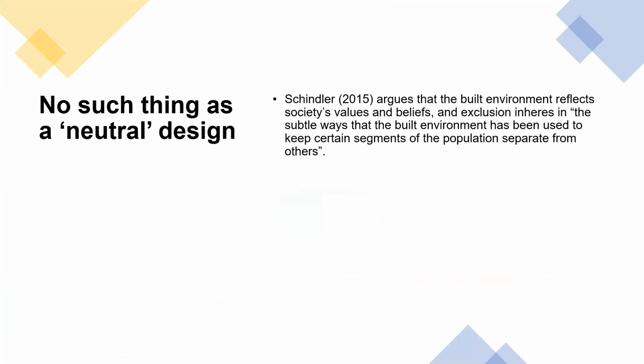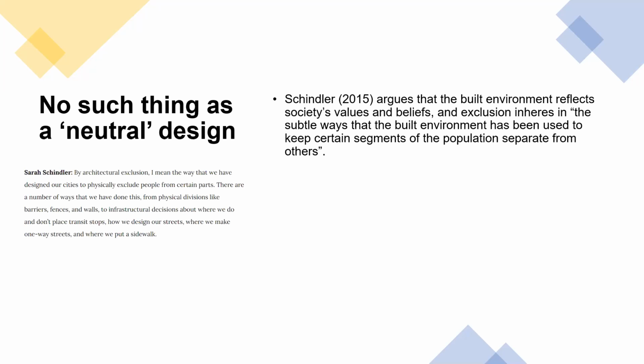As we said, there's no such thing as a neutral design. And this study adopts Schindler's architectural exclusion. She argues that the built environment reflects society's values and beliefs, and that exclusion herein is the subtle ways that the built environment has been used to keep certain segments of the population separate from others. So she argues that even though we have evolved in transformation and there's no more segregation, people who still believe in segregating various groups in society use architecture to continue excluding certain groups from accessing certain things.